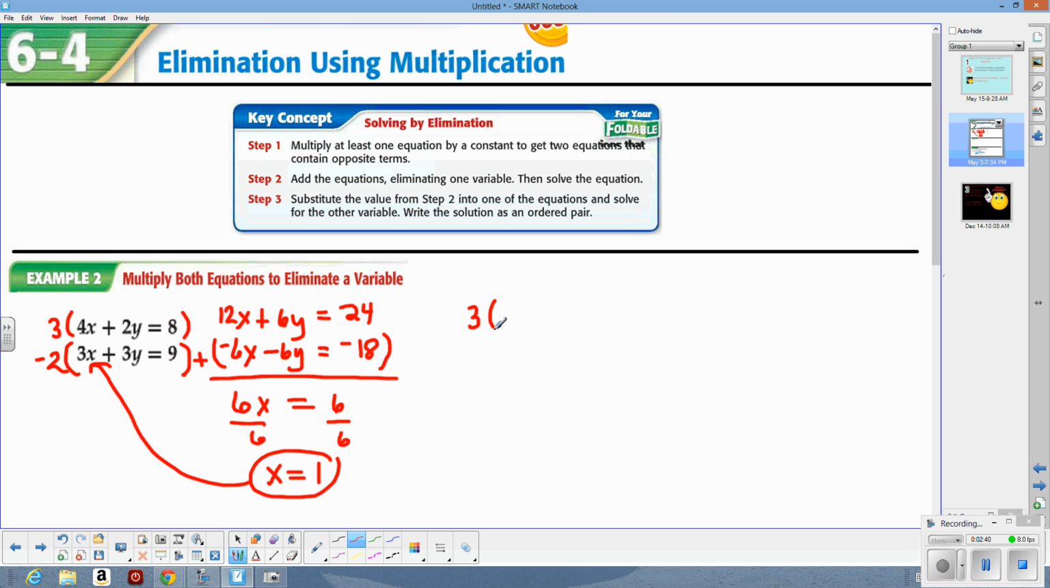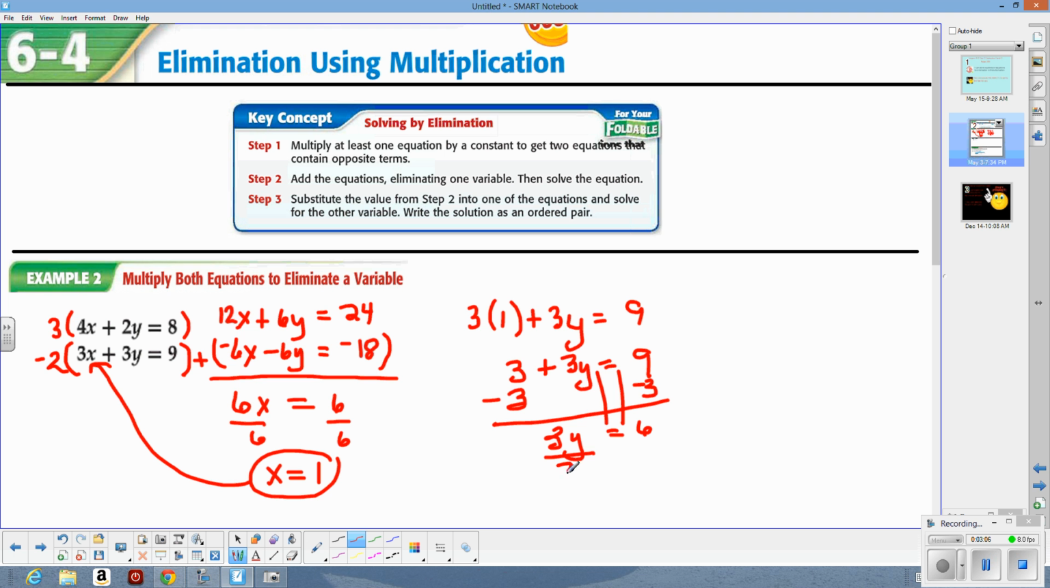3 times x, which is 1, plus 3y equals 9. So when we simplify that, we have 3 plus 3y equals 9. Now you're going to want to subtract 3 from both sides. And we have 3y equals 6. Divide both sides by 3. And y equals 2. Now we can write our answer as an ordered pair, (1, 2).